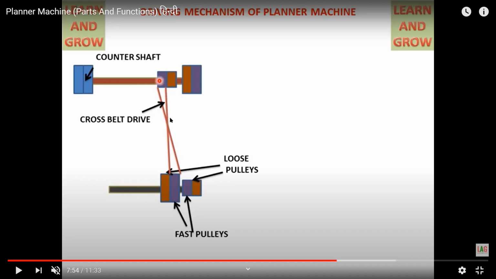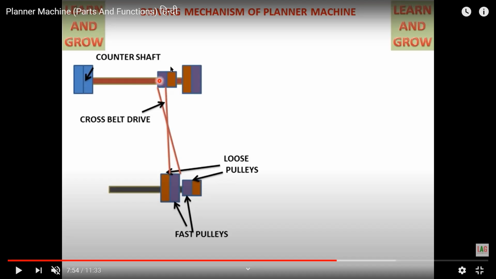What are these two kinds of pulleys? One kind is the fast pulleys, which are blue in color here. The second kind are the loose pulleys, which are red in color. So what is the difference between the fast pulleys and the loose pulleys? The fast pulleys are connected to the shaft, but the loose pulleys are not connected to the shaft. They are on the top of the shaft.